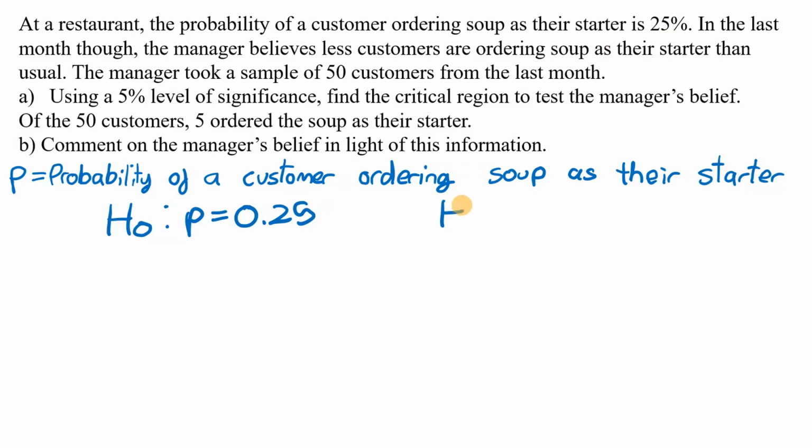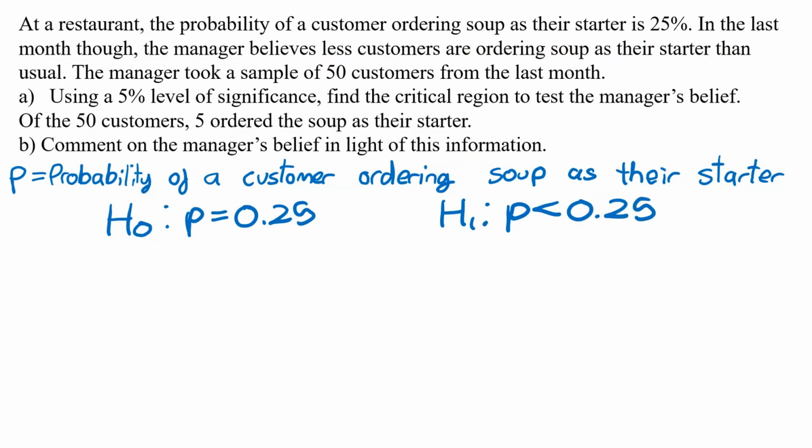And then the alternative hypothesis, which is H1, this is what we're testing for, okay? And the manager believes that less customers are ordering soup as their starter than usual. So we are testing that the probability has gone down and it's now less than 0.25, okay?